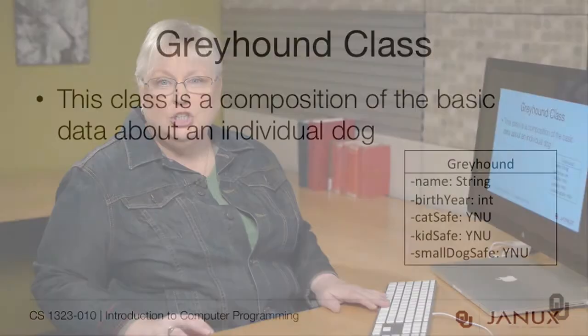Now this is actually not an aggregation relationship because the YNU class is sort of like a primitive data type. It's a very, very simple class. It's not like part and parcel or a whole element of it. And so that's not an aggregation relationship, that's a uses relationship.